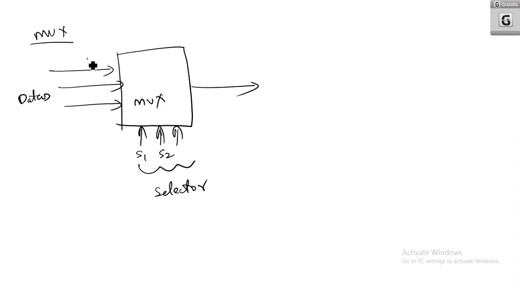So, for example, depending on the combination of the selector switches, D0 can be selected or D1 can be selected. So that is basically MUX. MUX means you are having parallel data into serial data. That is the concept of multiplexer.